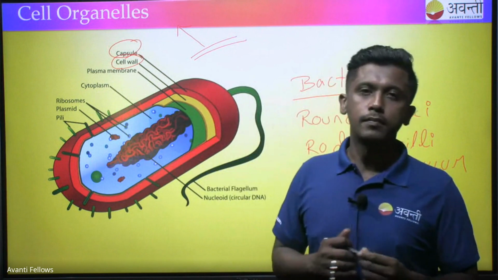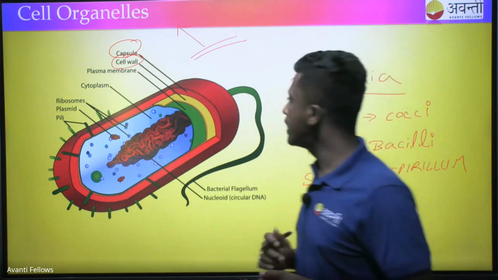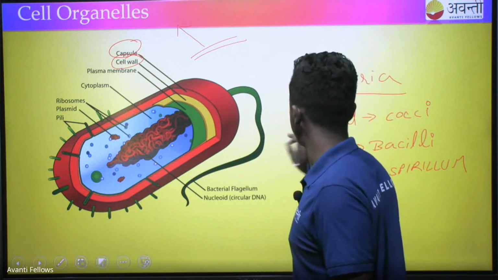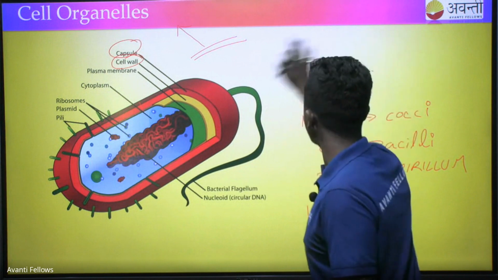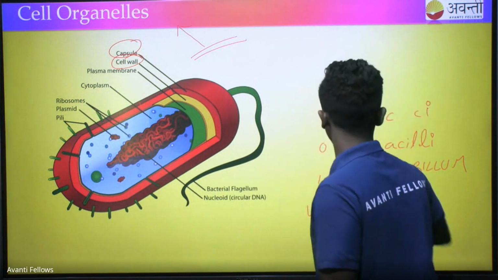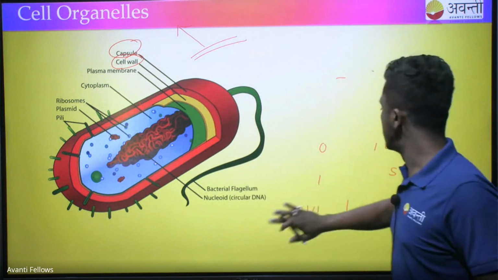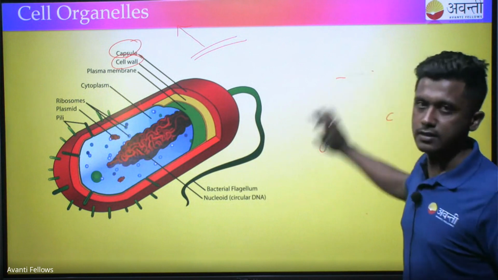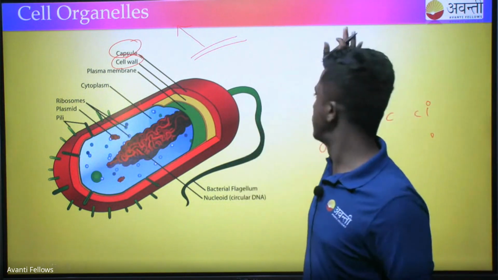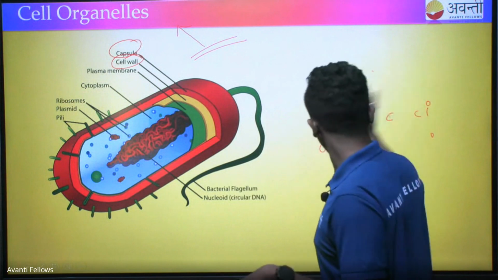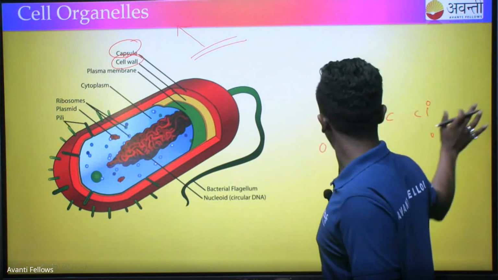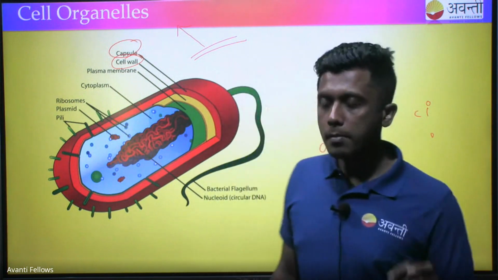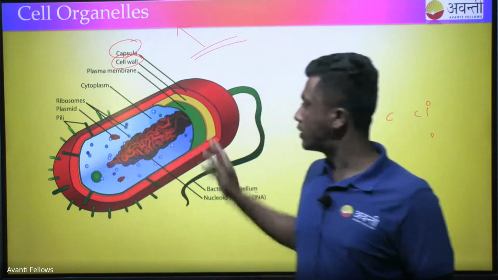Within the cytoplasm of the prokaryotic cell, one of the unique characteristics of prokaryotes is that they do not have any membrane bound organelles. So there are no membrane bound organelles. That includes plastids such as chloroplast, chromoplast, and leucoplast, they are not present. Mitochondria are not present. So no membrane bound organelles are present in a prokaryotic cell.